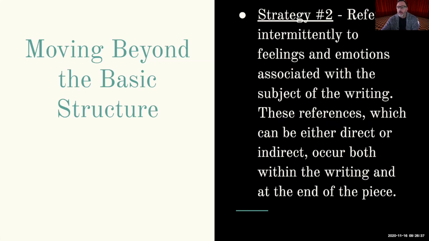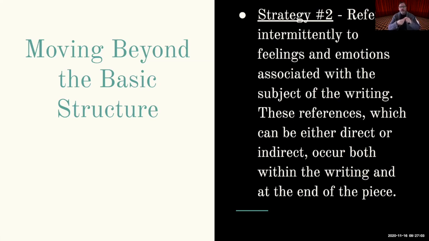So direct or indirect, what does that mean? Well, sometimes you can be as straightforward as saying, this is how I felt during this experience. I was embarrassed, I was scared, I was whatever. So you're spelling out exactly how you felt. That would be a direct or explicit way of saying something.